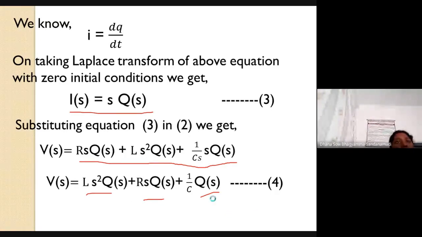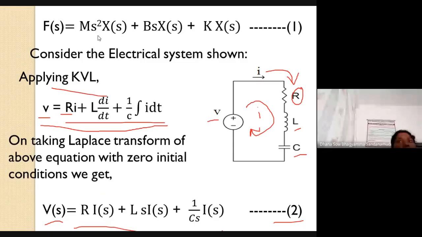If you compare equation number 4 with your equation number 1, m s square X(s) is here.